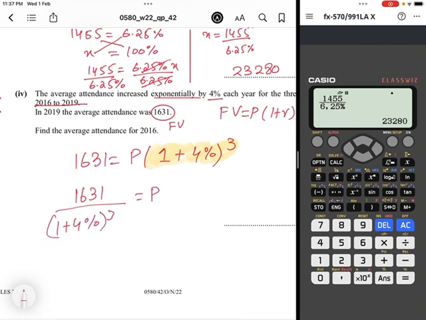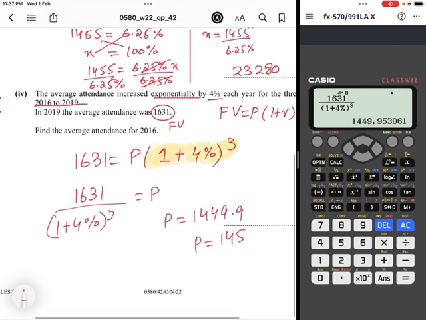So put the left hand side into your scientific calculator in this manner, but don't forget to write the sign of a percentage. 1631 denominator is 1 plus 4%, power bracket closed, then the power button, and it's 3, it's a cube. So the answer is 1449.9. You can also give your answer as 1450. So that was the average attendance in 2016.